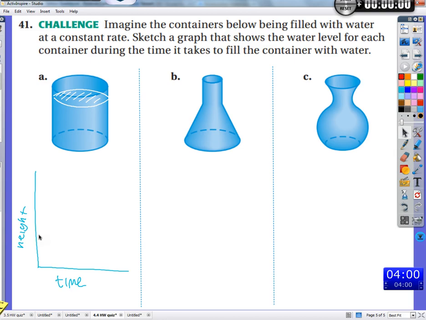So the shape should be something like that. As some amount of time goes by, the same amount of height will be gained. Okay? So I want you to do the same thing for this one, and try to approximate about what it would be like. This again would be the height.